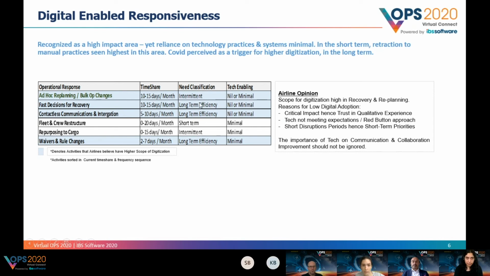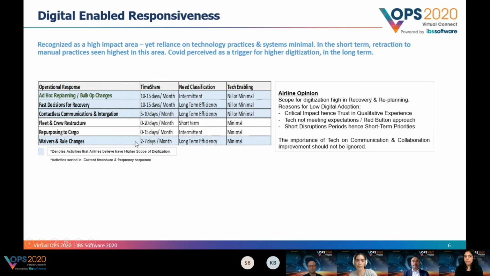How do they classify the demand? Do they see it as a long-term process change, or do they see it as a short-term one, or something that may happen from time to time that's intermittent? And this is a timeshare. So I've sorted it based on the amount of time that airlines were spending.